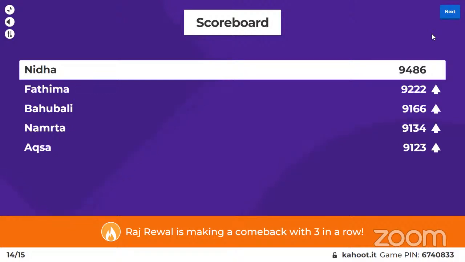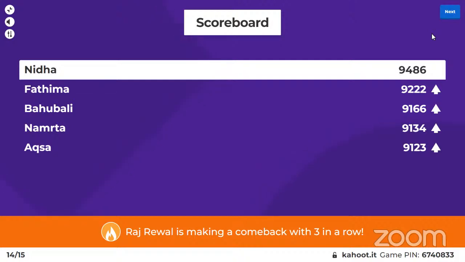Nida with 9,400 points is at position number 1 now, followed by Fatima, who is back in the game with 9,222. What a score on the 14th question, the penultimate round. Bahubali, who was there right from the top, has made a re-entry with 9,166 points. Namrata with 9,134 points, and Aksa still remains on the podium with 9,123 points.